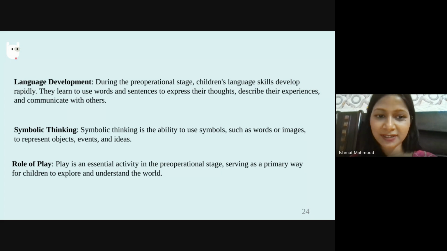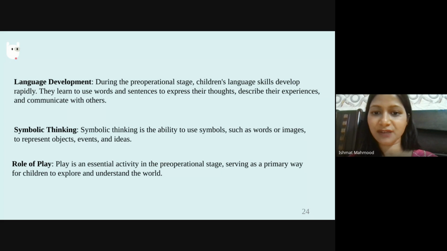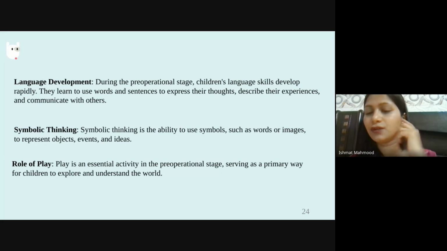So during the pre-operational stage, children's language skills develop rapidly. They learn to use words and sentences, and they express their thoughts and desires by saying them. They join three words well to make a sentence, they start identifying images, and they can represent an object, event, or idea.